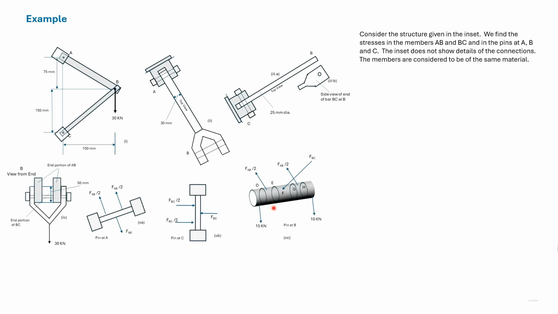This is the pin at B. This is more complicated than the other two. So this is this pin. It is subjected to forces FAB/2 due to AB, FAB/2 here, and is also subjected to force FBC, and the two parts of this bracket support a load of 15 kilonewton each.